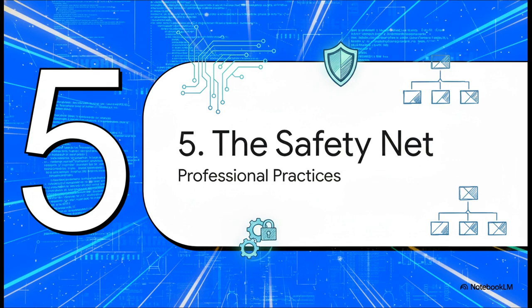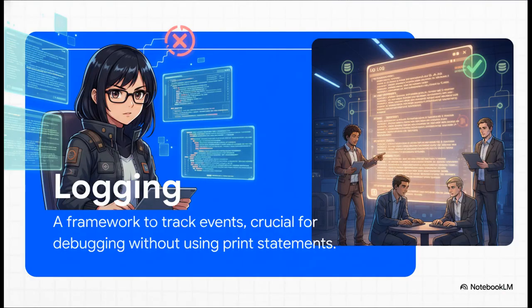So, our app is built, and it looks great. But how do we make sure it stays that way? Well, the final step is adding a safety net. These are the professional practices that make software robust, easy to debug, and reproducible for anyone. And here's a huge distinction. When something goes wrong in a live application, print statements are totally useless. Logging is the professional solution. It creates a detailed record of every important event, every error, every transaction. It's the difference between guessing what caused a bug and knowing exactly what caused it.